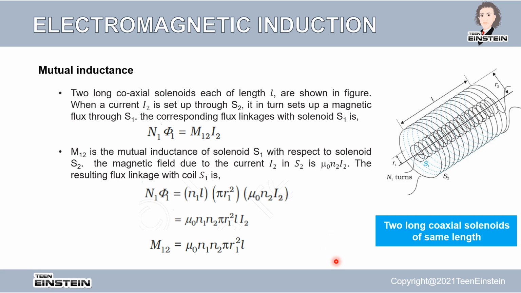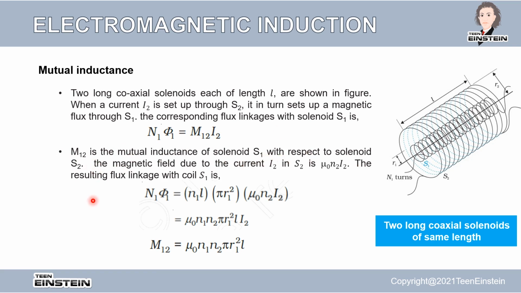Okay, what's mutual inductance? The word mutual says that there are two objects and the inductance is there between each other. Two long coaxial solenoids, each of length L, are shown in the figure and they are kept like this, one inside the other. When the current I2 is set up through S2, it in turn sets up a magnetic flux through S1. The corresponding flux linkage with the solenoid S1 is N1 phi 1 equal to M12 I2. So M12 here is the mutual inductance of solenoid S1 with respect to solenoid S2.